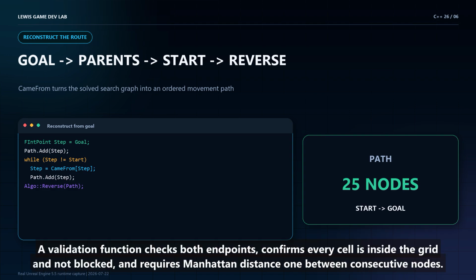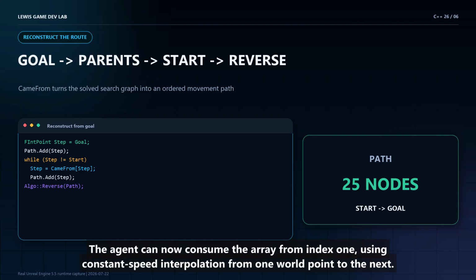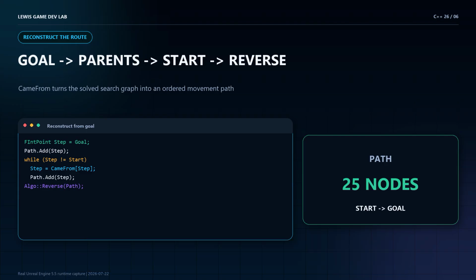A validation function checks both endpoints, confirms every cell is inside the grid and not blocked, and requires Manhattan distance 1 between consecutive nodes. The agent can now consume the array from index 1, using constant speed interpolation from one world point to the next.